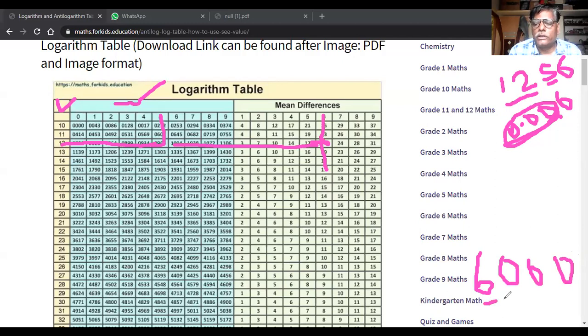And then you see 60 in the natural number, 0 column in the Mantissa, and 0 in the mean difference. Mean difference is not there. In this way, you see the logarithm table. This is the way of finding the logarithm. Okay.